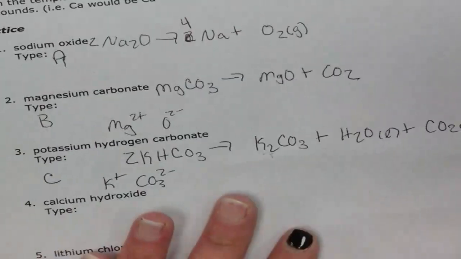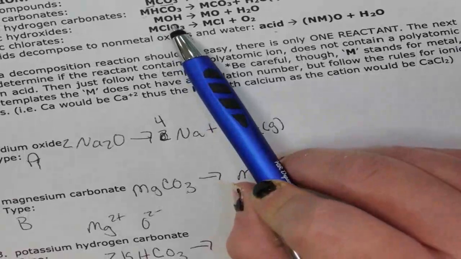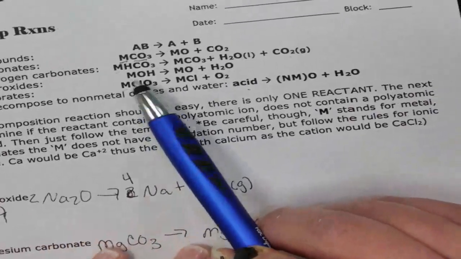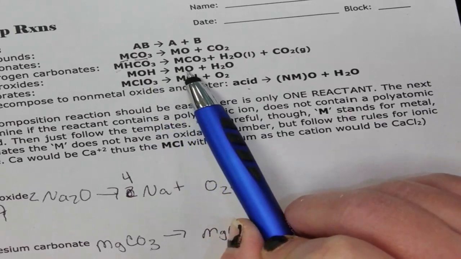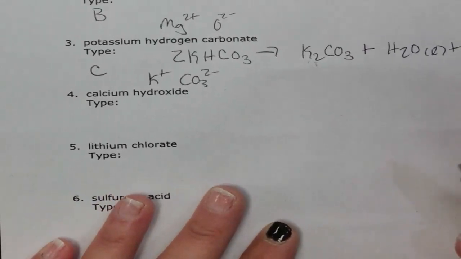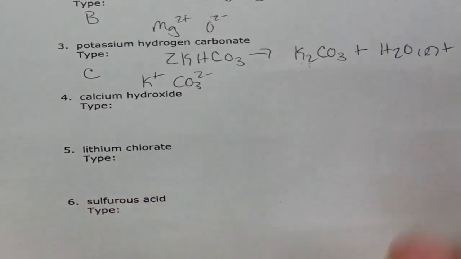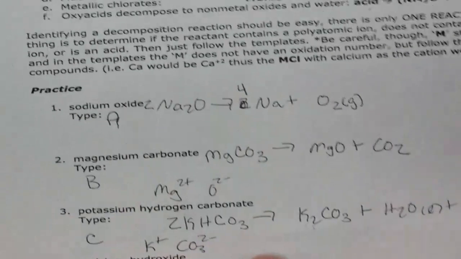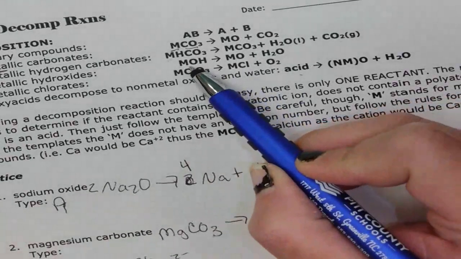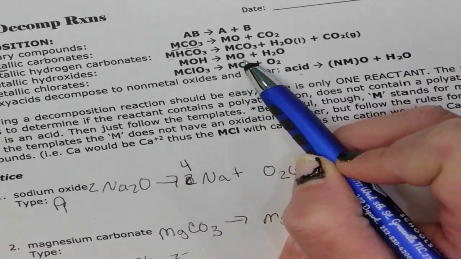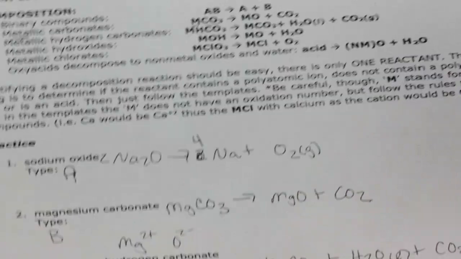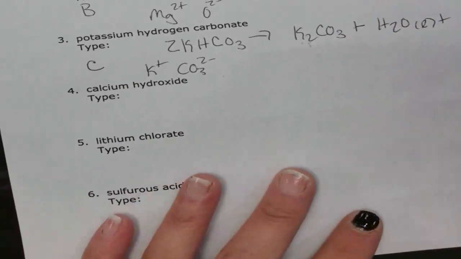All right, let's check out potassium hydroxide. This is going to be a type D. So I'm going to have my potassium is the metal. Here's my hydroxide. I'm going to make potassium oxide and water. Let me start over. Calcium hydroxide. Calcium is my metal, so I'm going to make calcium oxide plus water. I'm sorry for that confusion there.